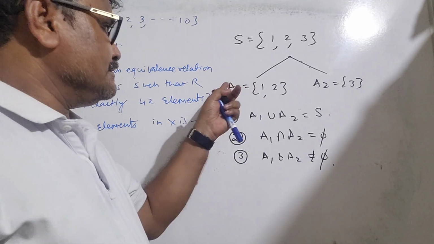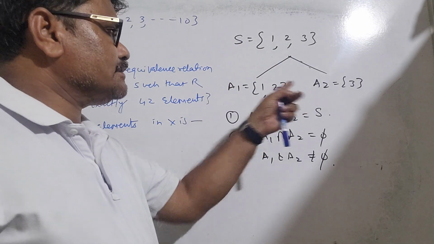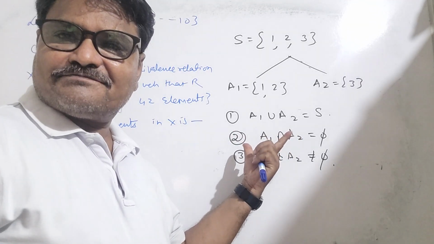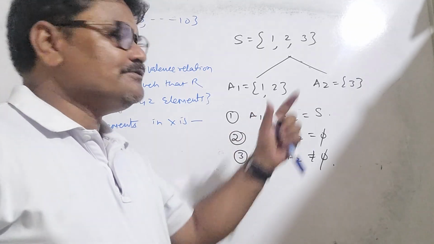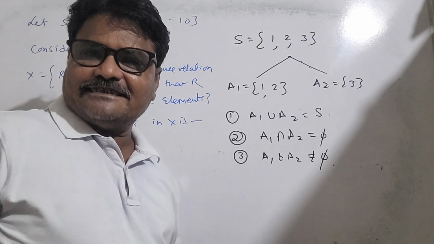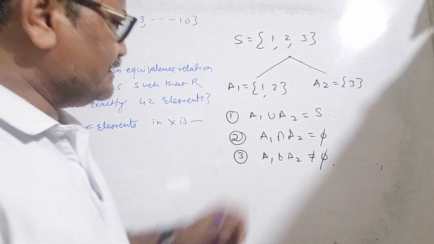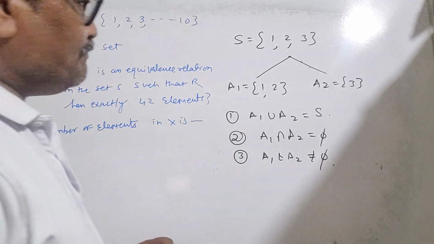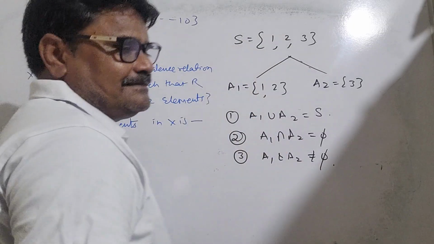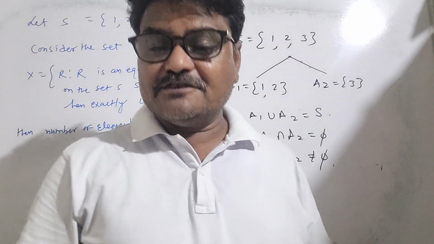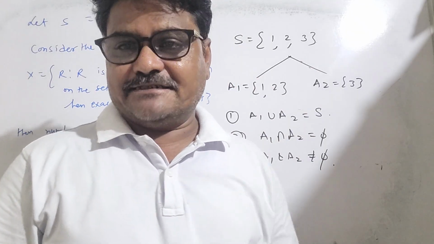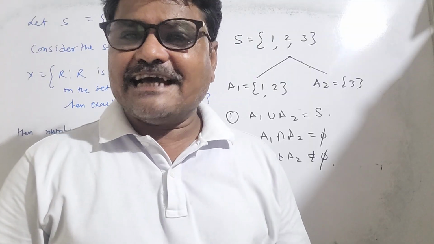I have partitioned the set S into A1 and A2 such that A1 and A2 are disjoint sets, that is, they have no common element, their union gives the whole set S, and A1 and A2 are non-empty sets. These 3 conditions we have seen over here. Now, you want an equivalence relation defined on set S. For reflexivity you want (1,1), (2,2), (3,3), so make sure these elements are present. For an equivalence relation has to be reflexive.